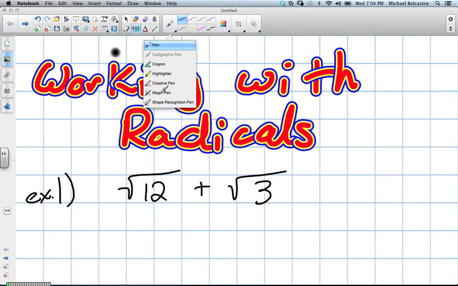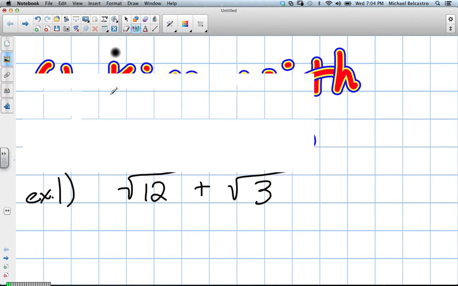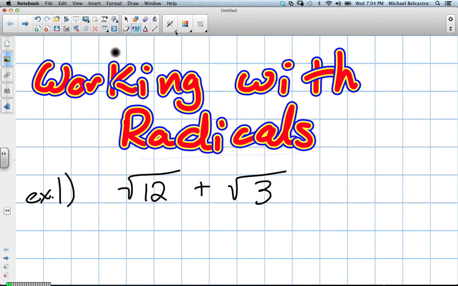Okay, so we're dealing with working with radical terms, okay? So this very question here, number 1, or example 1, has asked us to essentially solve this, or in one way you could say simplify this question, okay? So something is equal to this.